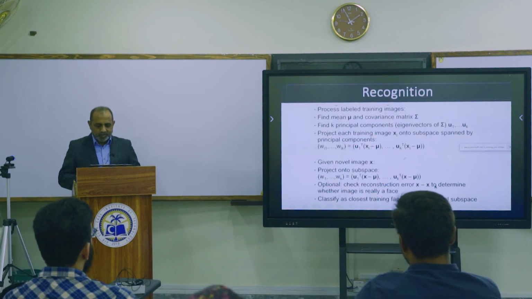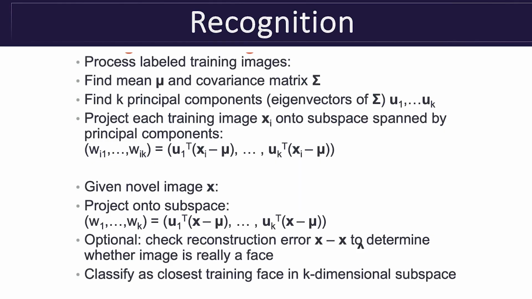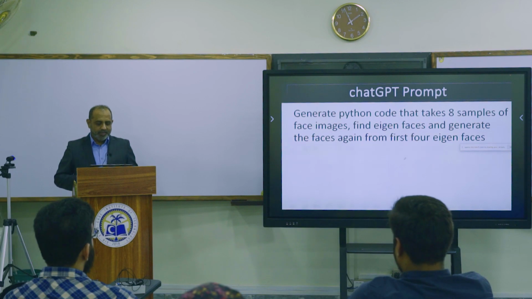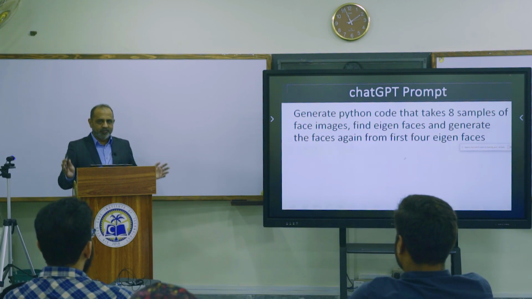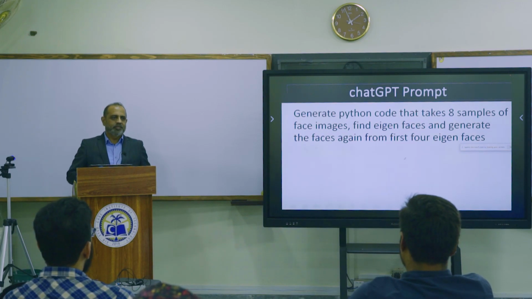So this is the algorithm that I have written, for anybody who is interested in the complete algorithm. But this is interesting. Then I thought that perhaps ChatGPT will have problem in generating this. This is the prompt I gave to ChatGPT. I said, generate Python code that takes 8 samples of face images, find eigenfaces, and generate the faces again from first four eigenfaces. I said these are the eight faces, but regenerate all the faces with just four eigenfaces.